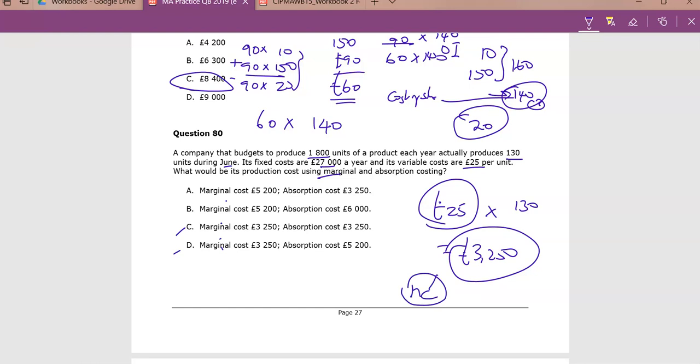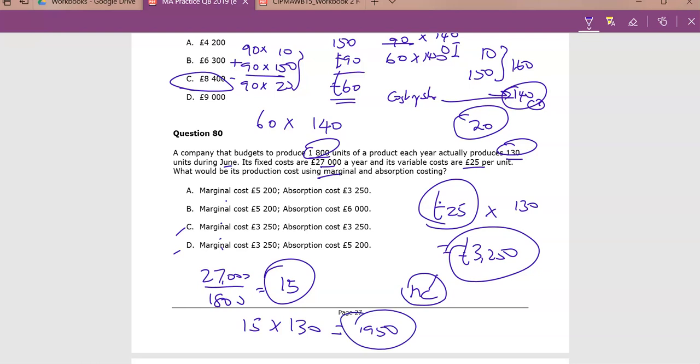Then in terms of the full cost, it tells me the plan was to make 1,800 units, and you believed fixed cost would be 27,000. So 27,000 divided by 1,800 is 15. Therefore the fixed cost we would allocate to the 130 units would be 15 times 130, which is 1,950. I would then add this fixed cost onto my variable cost to get the full cost, and when I add these two together, I get 5,200. So the answer here is D.